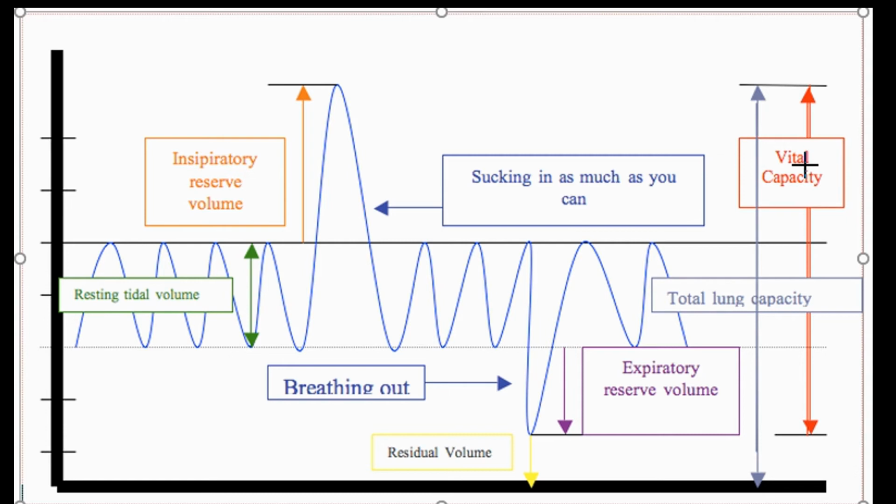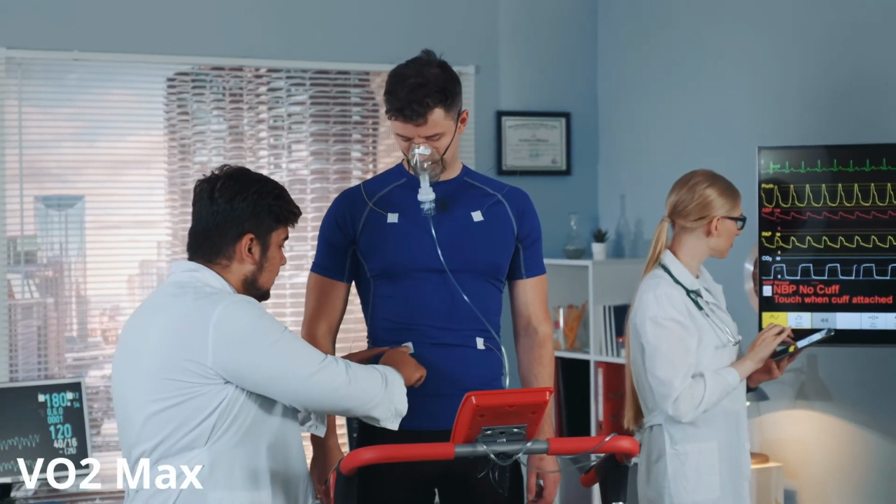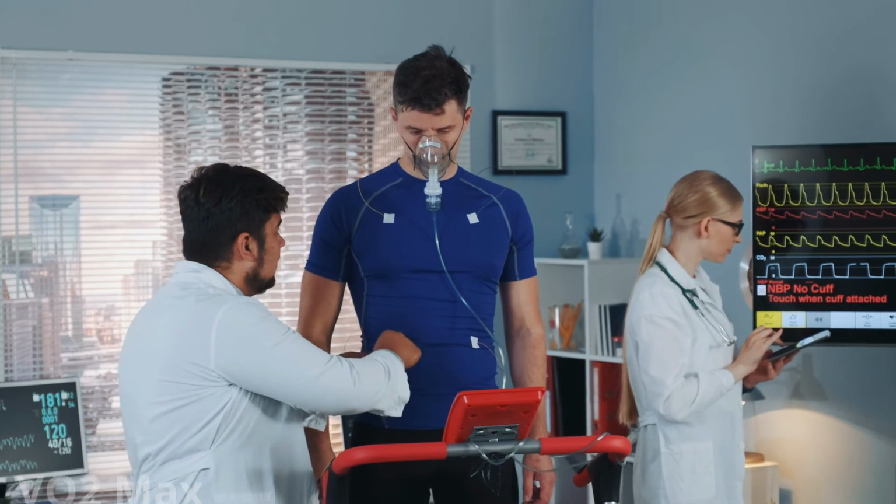So if you were to start a running program for a period of 3 or 4 weeks and do a lot more running and cardiovascular work, you might find that your vital capacity actually increases as a result of that. There is one other measurement that we need to be aware of, and this is VO2 Max.